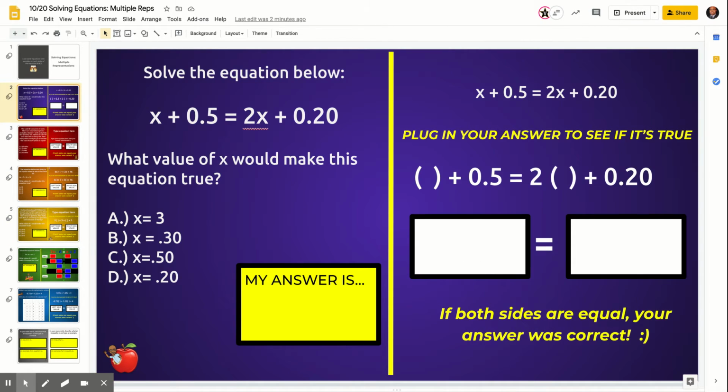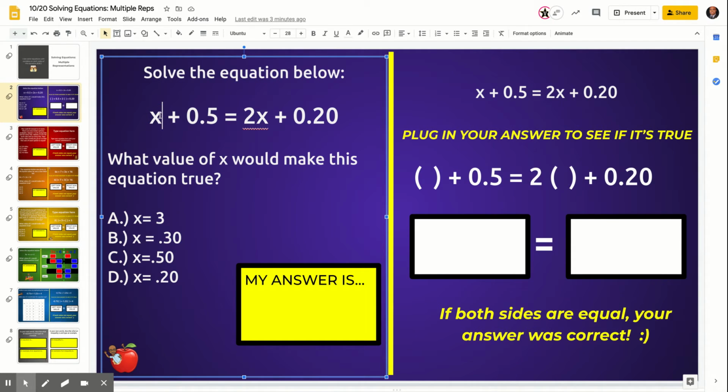Here you're given an equation, and it says, what value of x would make this equation true? Is it A, x is 3, B, x is 0.30, C, x is 0.50, or D, x is equal to 0.20? The whole task here is to substitute in. When you substitute numbers in, like if you try A, B, C, or D, in this case I'm going to try B. Instead of x, I could type in 0.30 to see if this equation is true.